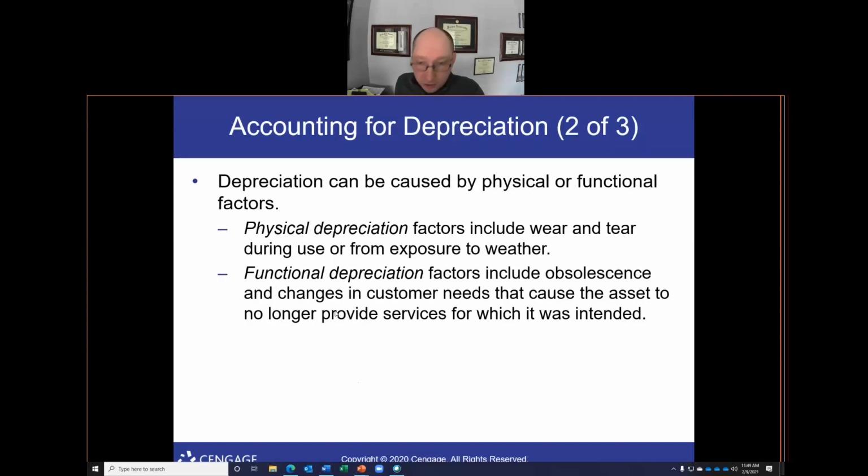Okay. So just remember, land never depreciates. The physical dirt will never depreciate. Depreciation is caused by physical or functional factors. Physical depreciation: wear and tear from weather exposure, or just from constant use. Functional depreciation: things will break over time. It will become obsolete. Customers will no longer like your t-shirt design. Things change over time. And so that's called functional depreciation.